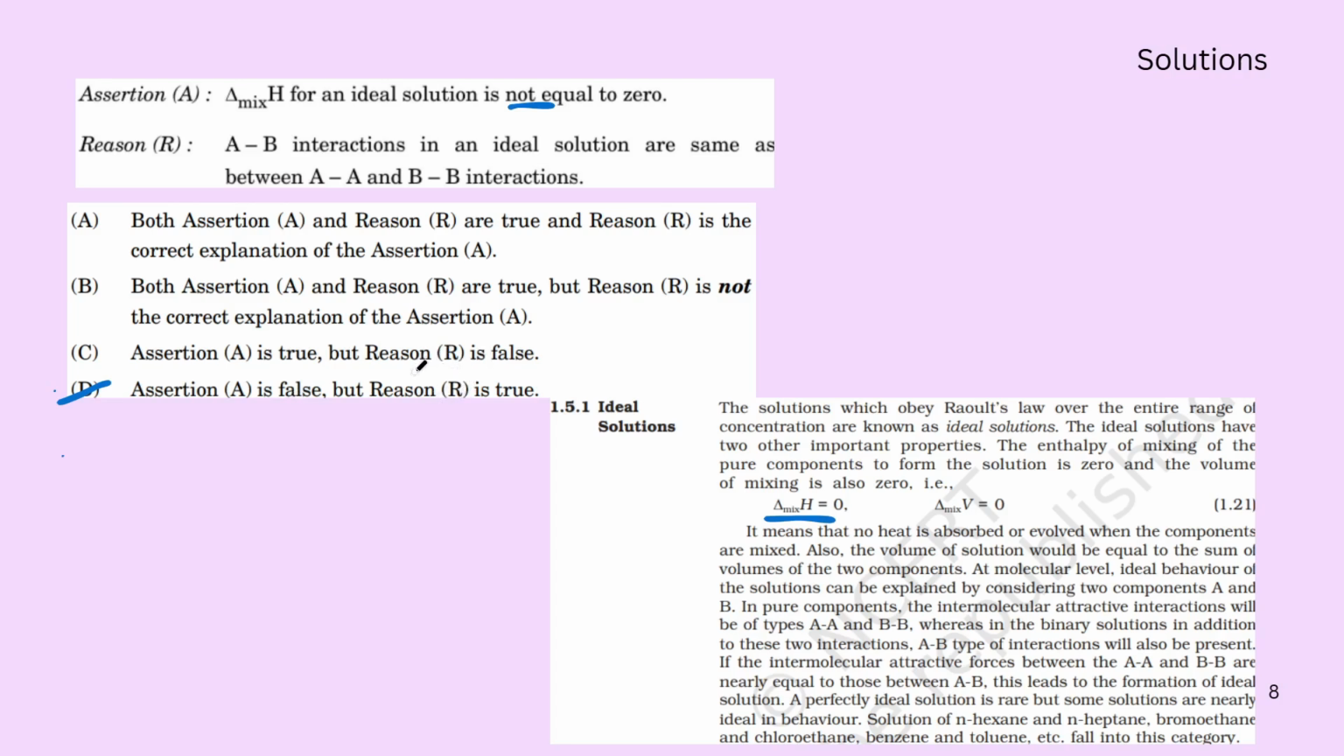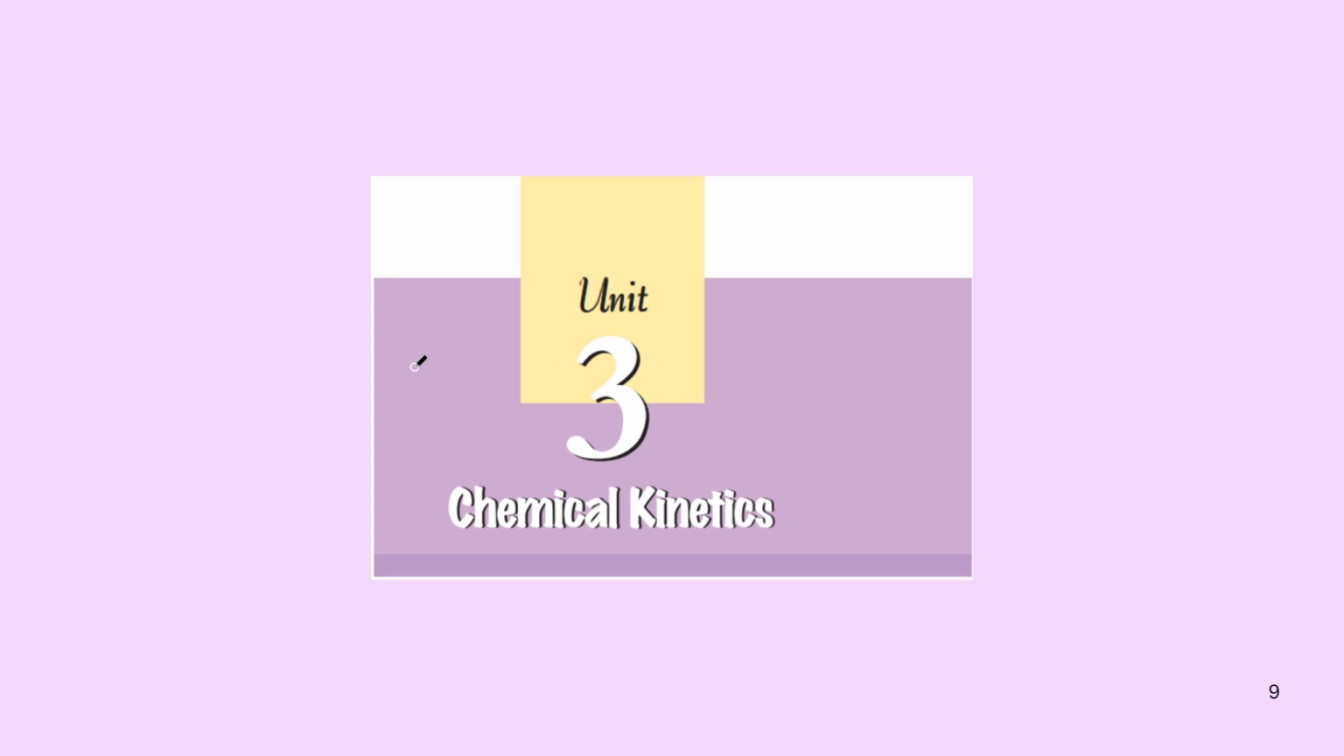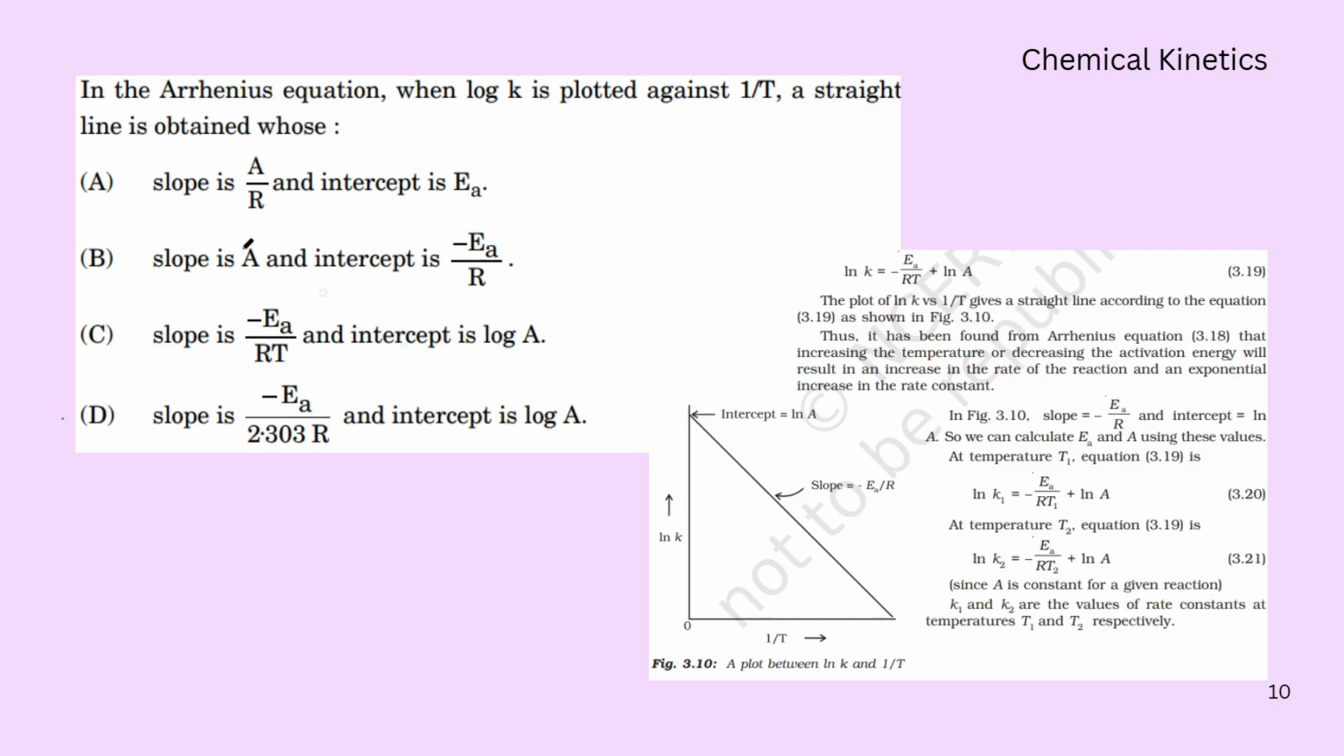And the next question. We're done with the questions related to the chapter Solutions. We're starting the ones on chemical kinetics. In the Arrhenius equation, when log K is plotted against 1 by T, a straight line is obtained. This is related to the Arrhenius equation, which explained the temperature dependence of the rate of a chemical reaction. And actually this graph is given in your textbooks.